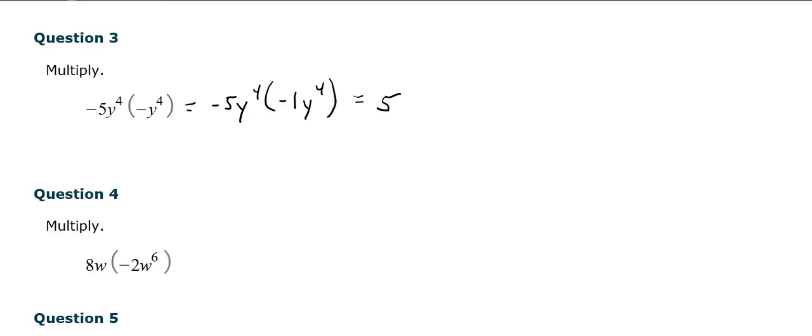In our product rule for exponents, whenever we multiply like bases, y to the fourth times y to the fourth, we add their exponents, and that gives us y to the eighth.